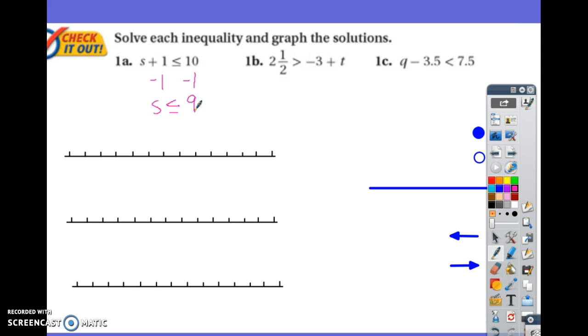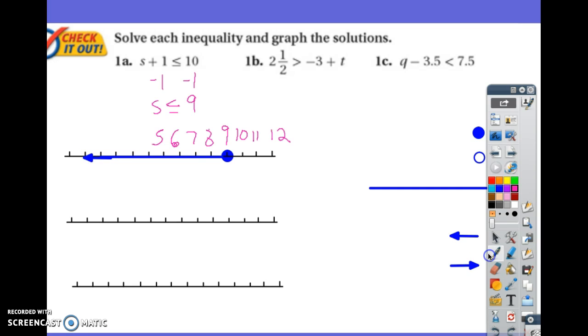So I'm just going to say that 9 is over here. 9, 8, 7, 6, like that, 5, so on and so forth. We'll call this 10, 11, 12. So in this case, s is less than or equal to, so remember, this is a closed circle, because it can also be equal to 9. So closed circle, s is less than 9, so it's going to go this way, and here is our arrow going in that direction. So that would be that inequality.